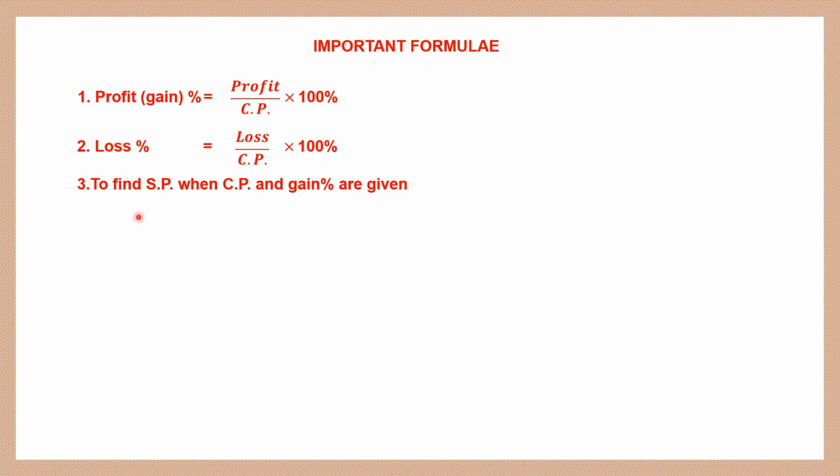Then, to find the selling price when cost price and gain or profit are given, directly we can use this formula. Selling price is equal to 100 plus gain percent divided by 100 into cost price. This is when cost price and gain are given and we have to find the selling price. So once again, to find the selling price when cost price and gain percent are given, this is the formula.